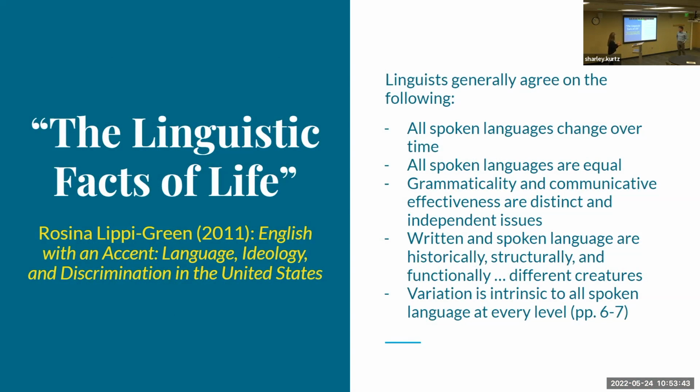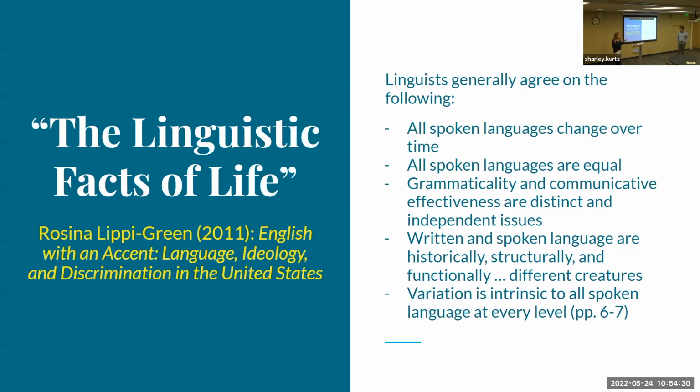So a few things linguistically to know about language, which you may or may not have a sense for. From a linguistics perspective, there are a few key points that Rosina Lippi-Green calls the linguistic facts of life. She's representing linguists as a field: all spoken languages change over time. If you look historically, you can see that, including English, right? If we look at Shakespeare versus now, that's pretty clear. All spoken languages are equal. There's not some internal hierarchy of which languages are better than others.